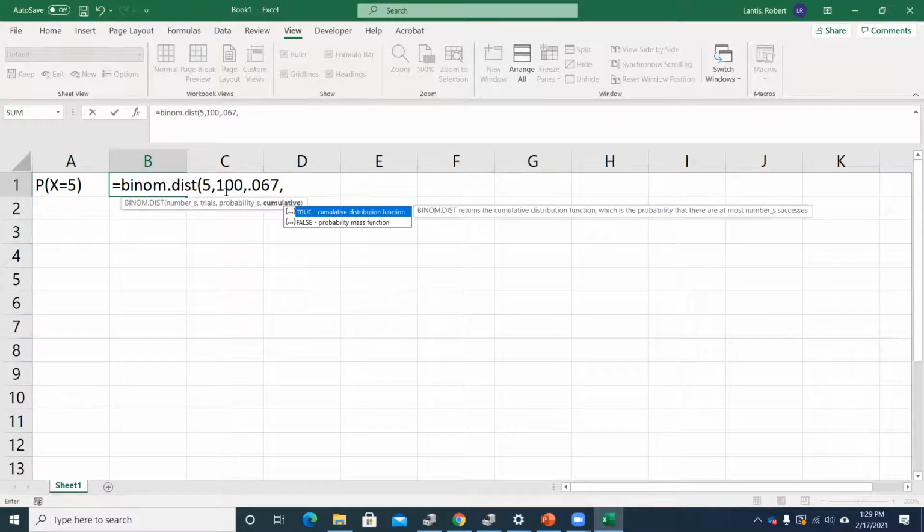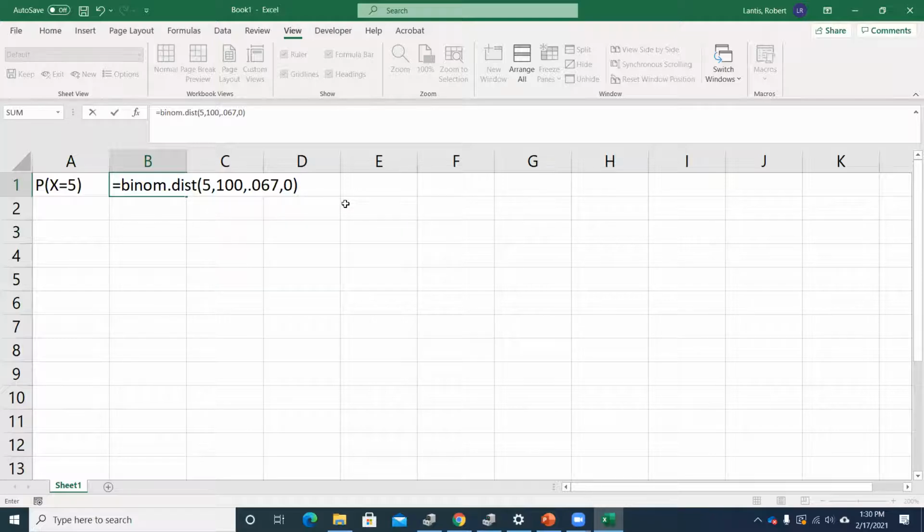And then this last thing, comma, we have to tell it, do we want this to be cumulative? We're looking for the probability of exactly 5, so no, we don't, or false. The way I always do this is I just use ones and zeros. 1 is true, 0 Excel recognizes as false. It's a little bit quicker to type. So if I hit enter, instead of me plugging in 5 as x, n is 100, and p is 0.067, and then doing all the math using those factorials, typing it in my calculator, Excel is going to do all that work for me.